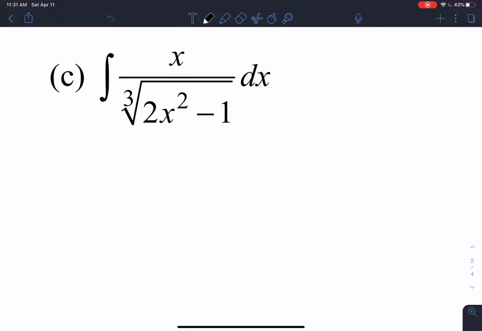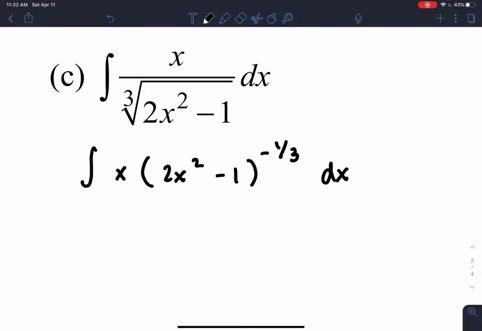So I see that I have a fraction, right? And I want to rewrite this so that I have everything on the same line with each other. So I'm going to bring the radical up to the top. And then instead of leaving it in the root form, I'm going to write it with an exponent. So this is going to become x times 2x squared minus 1 to the negative 1/3, right? It's negative because it was in the denominator originally, okay?